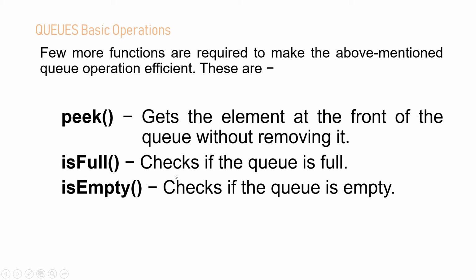So, anong ginagawa ng mga to? Simple lang. Pag sinabi natin peek, kinukuha ng function na to yung data na nasa unahan mo. And isFull checks if the queue is full. Ang gagawin ng function na to, it will give us a true statement if the queue is already full. So, therefore, we can no longer add any data on the queue. And isEmpty will check if the queue is empty. Ibig sabihin, if the queue is empty, therefore we can add and we can start the queue.